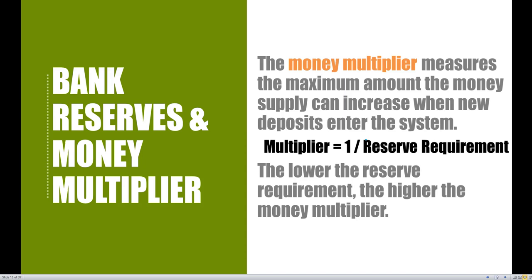So here, the potential money multiplier is very easy to calculate, 1 divided by the reserve requirement, and it tells us exactly how much new money can potentially or theoretically be created within our banking system when one new deposit comes in. We'll change this up a little bit when we introduce leakages and the actual money multiplier in our next lectures.